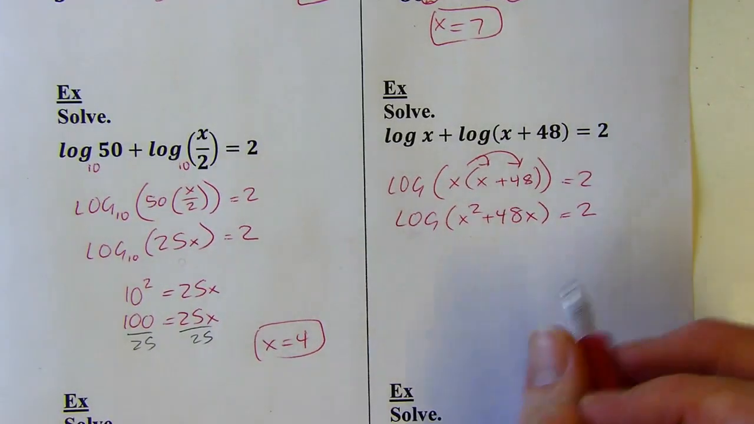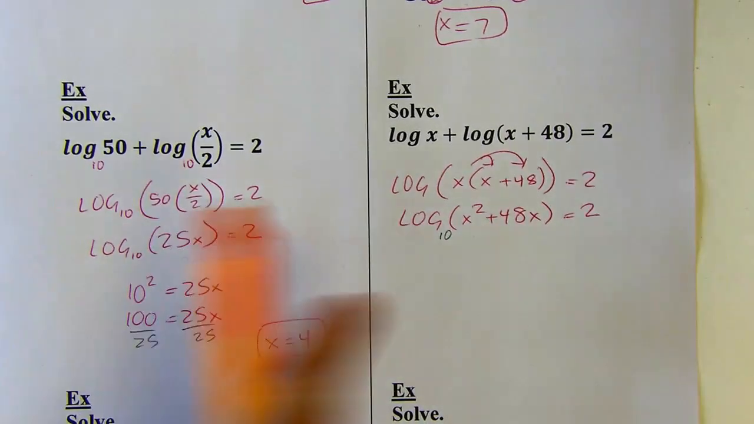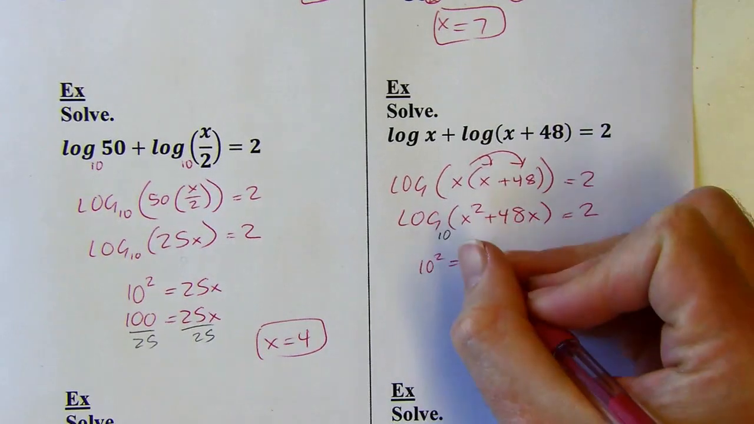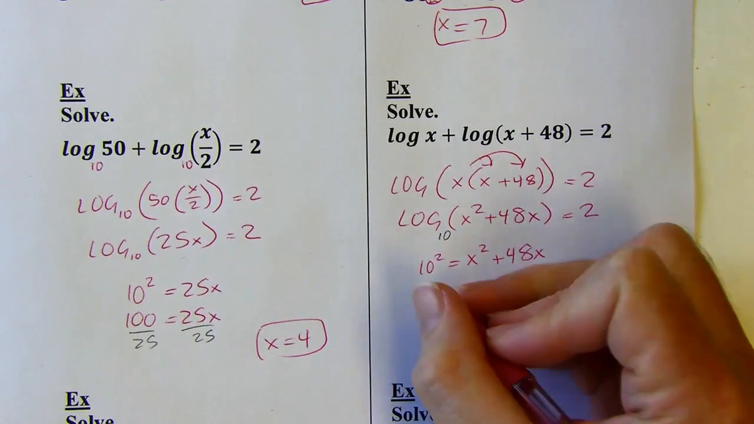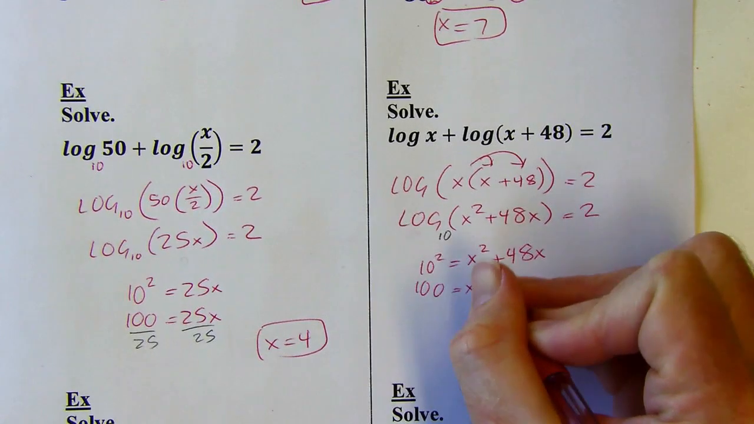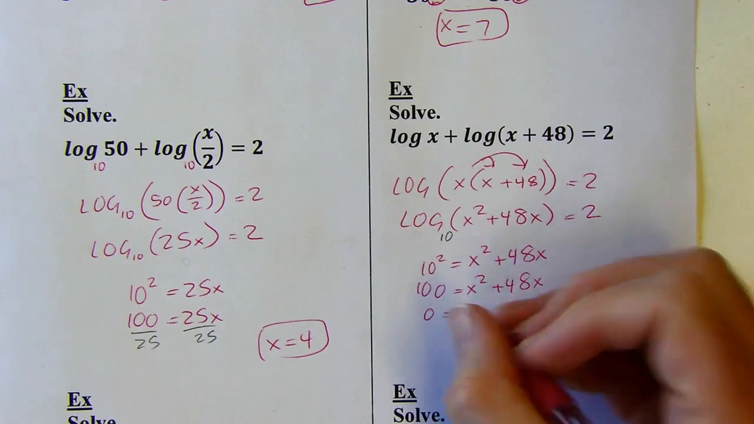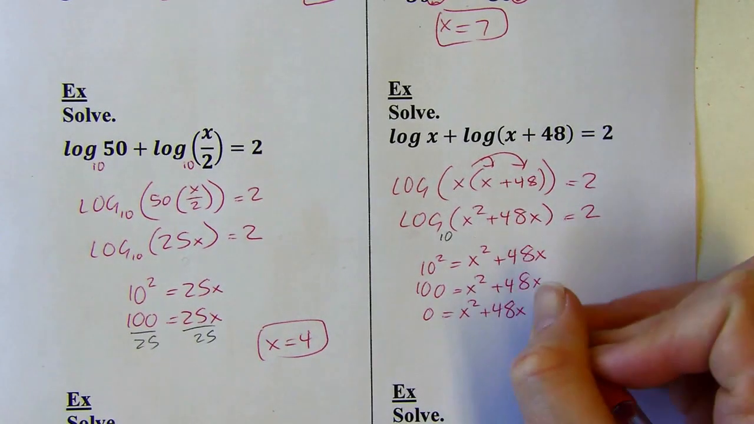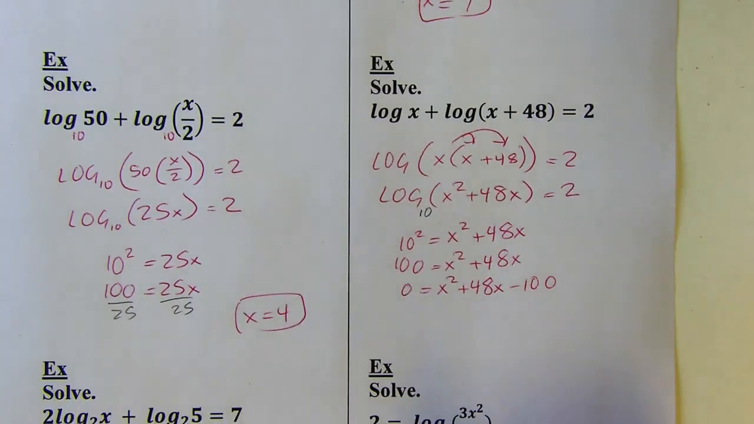Okay, so here we go. No more simplifying to do. So let's convert. So 10 to the second is going to equal x squared plus 48x. Okay, that's 100. And let's set this equal to 0, and I'm going to have a quadratic equation here that hopefully I can factor. And if I couldn't factor it, I could always complete the square or use the quadratic formula. Okay, so let's try this one out.